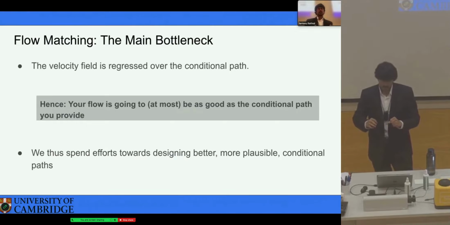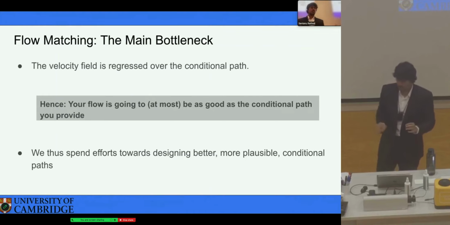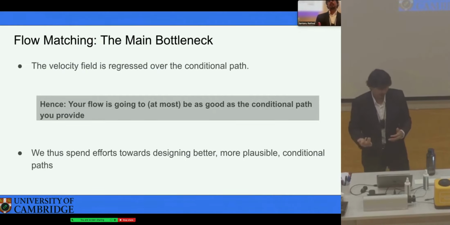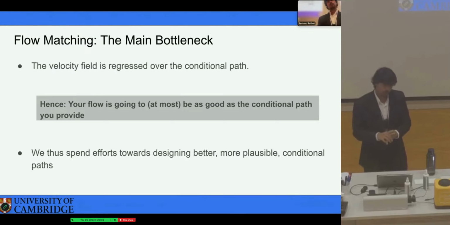But the sum total of everything that I've said so far is the following. The main bottleneck in flow matching is the fact that you're training your velocity field on the conditional velocity fields that lead you to conditional probability paths. And because this conditional velocity field is essentially your regression objective, it's natural that the quality of your learned velocity field is upper bounded by the quality of your conditional velocity fields. So if your conditional velocity field is wrong, then obviously your underlying flow is going to be wrong.